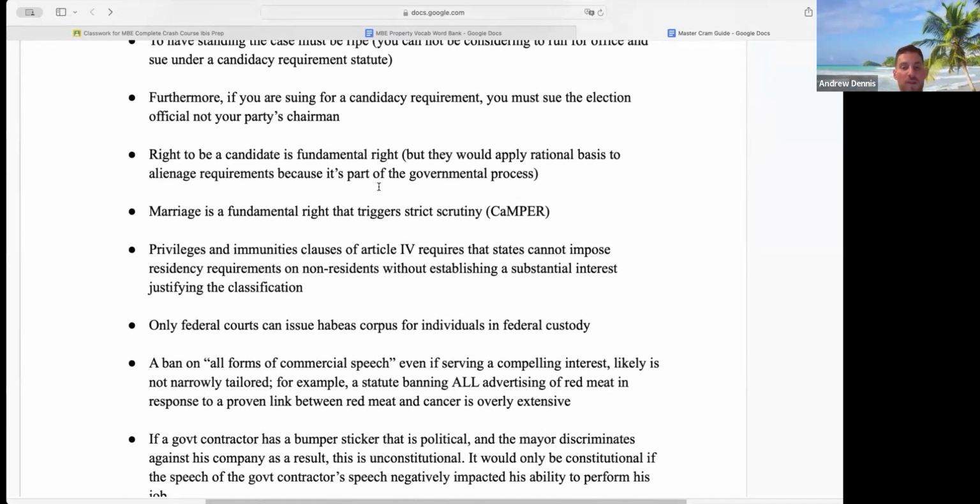Marriage is a fundamental right that triggers strict scrutiny: contraception, marriage, procreation, education, and the right to raise your children. The Privileges and Immunities Clause of Article 4 requires that states cannot impose residency requirements on non-residents without establishing a substantial interest justifying the classification.